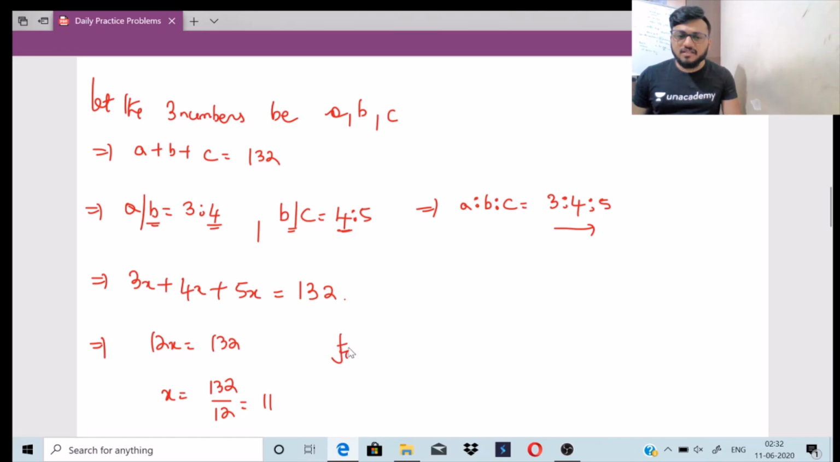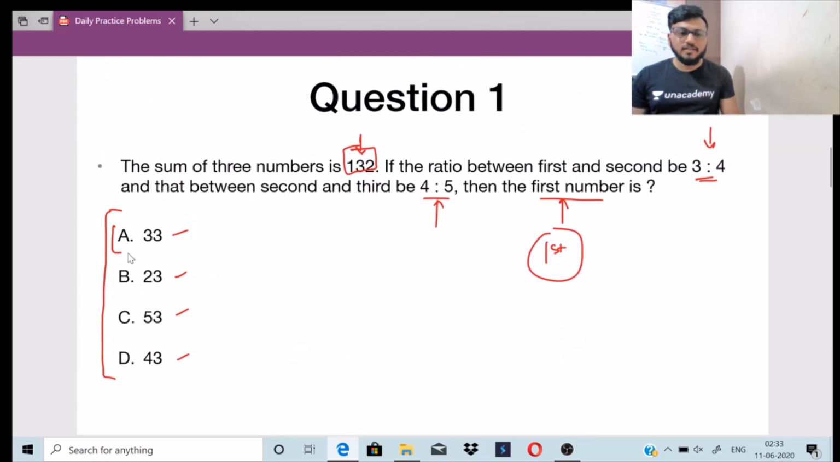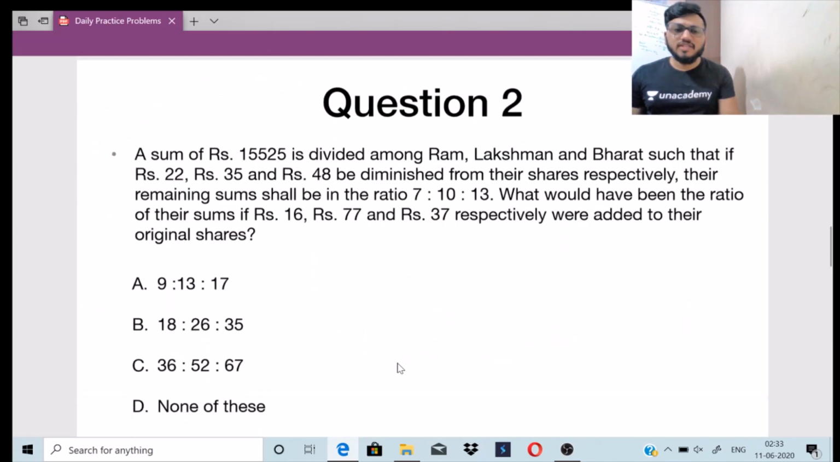They have asked us to give the first number. So the first number is A, which is 3x. We know that x equals 11. So 3 into 11, 33 will be the answer. Going back to the options, it is option A, 33. Let's move on to the second question.